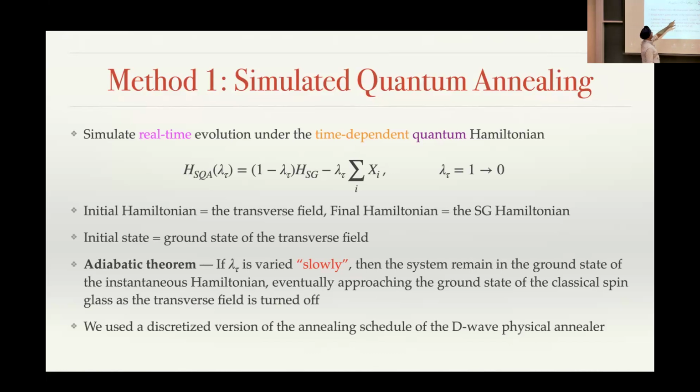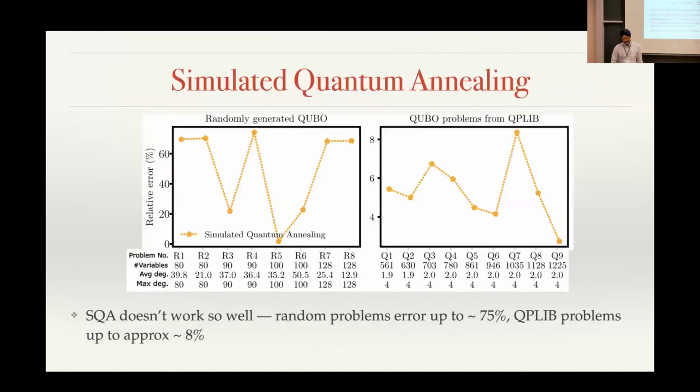So the key point over here is how do you turn this off slowly? What is the schedule? We use the exact schedule of the D-Wave physical annealer. And this is what we found. The left plot is for randomly generated problems, and this is for the structured problems from QPLIB. And well, it was mostly bad news. This method actually didn't work so well for us. For random problems especially, we got this large error.